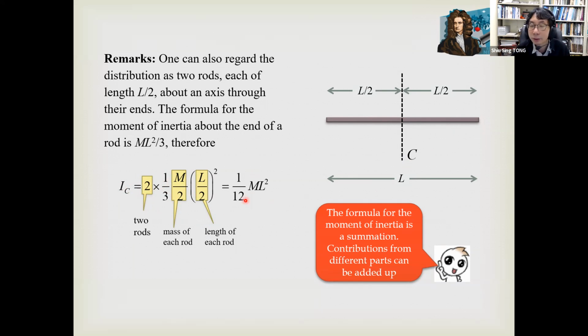Okay, so this is just to remind you that the calculation of moment of inertia is a summation. And for summation, you can just break the summation into the sum of moments of inertia of different objects added together. In this case, we break the large rod into two smaller rods about one end. Okay.